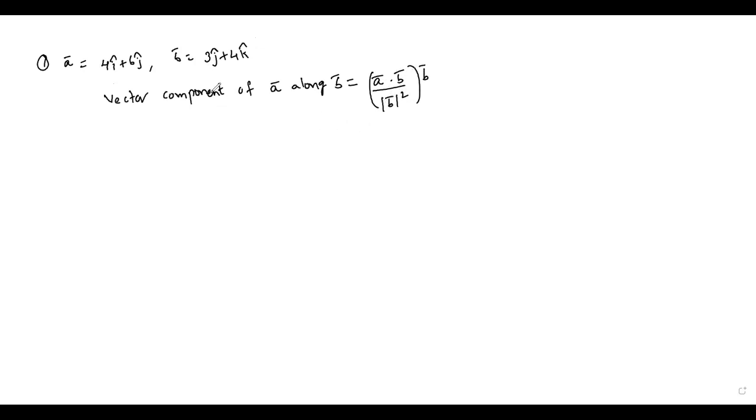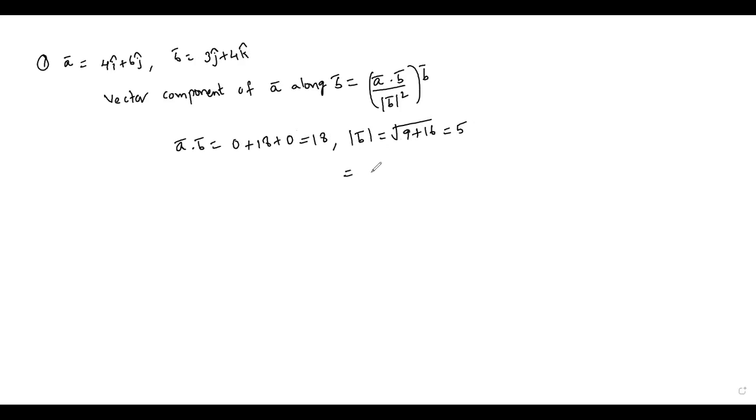Now here, a bar dot b bar. If you find the dot product between a bar and b bar, what will you get? 4i, but here there is no i, that's why it becomes 0. Now j component 6, here 3, that is 18. The first vector has no k value, so 0 will come. That is a total of 18. Next find mod b bar. That is root of 3 square 9, 4 square 16, that is root 25, that is 5.